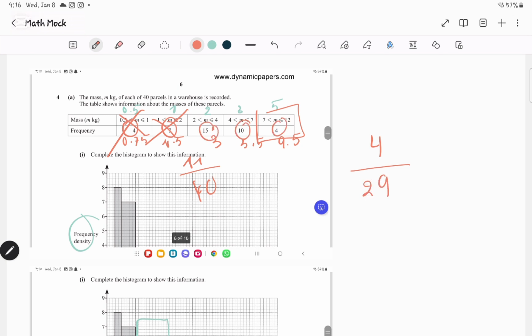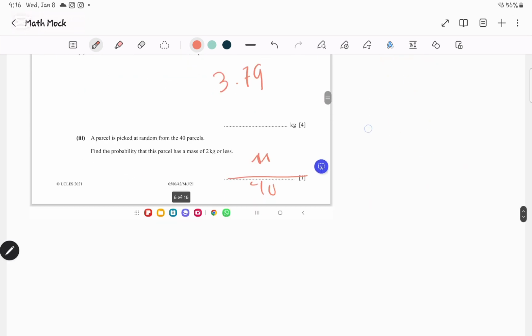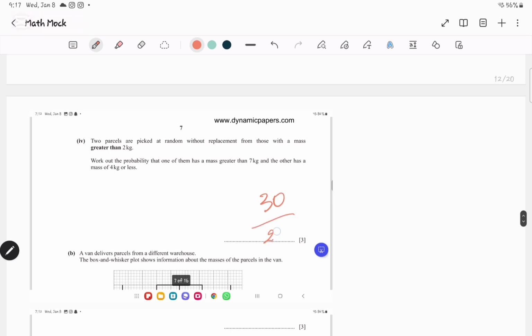So 4 over 29 multiplied by the probability of getting 4 and less, which is 15, divided by the remaining, which is 28, because we removed 1. And we don't forget to multiply by 2, because it can be 4 over 29 times 15 over 28, or 15 over 29 times 4 over 28. It does not matter the order, but just multiply it by 2. And we are going to get an answer of 30 over 203. So our answer for this part is 30 over 203.